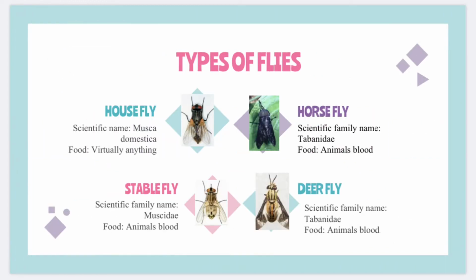We have housefly, horsefly, deerfly, and stablefly. Horsefly, deerfly and stablefly food is animal's blood, while housefly food is anything. They eat anything. And as you see on the pictures, there are four different morphology, the colors, the shapes of these four types of flies.